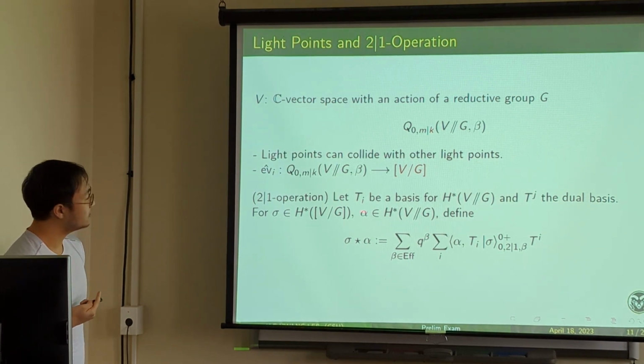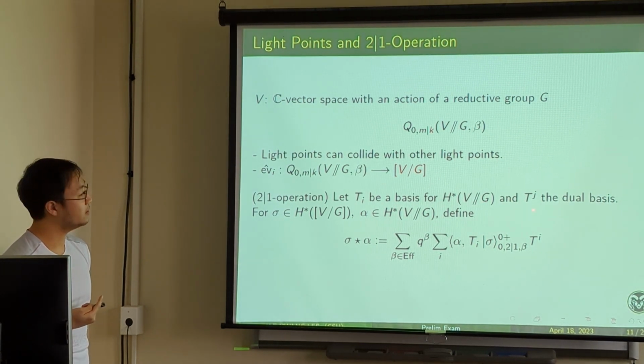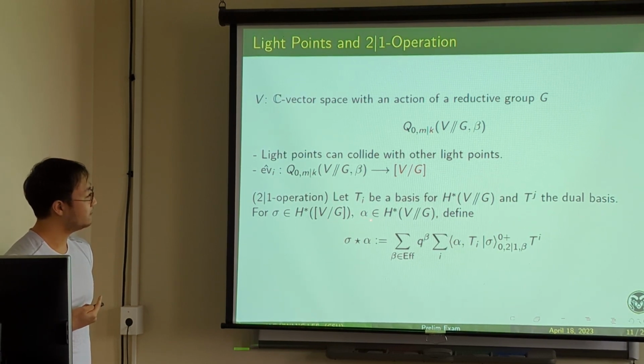So take Ti to be a basis for the cohomology of my target, and then Tj for the dual basis. And for sigma, a class in the cohomology of the stack quotient, and alpha, a class in the cohomology of the target space, we can define the 2-bar 1 operation in the following way.